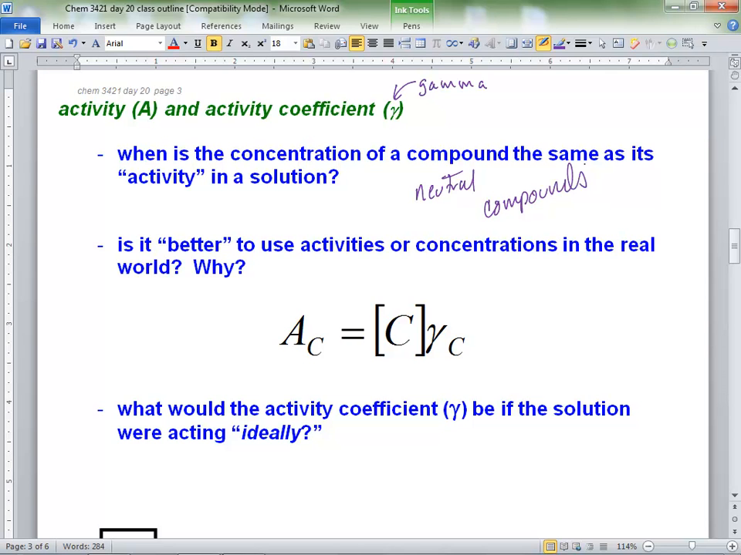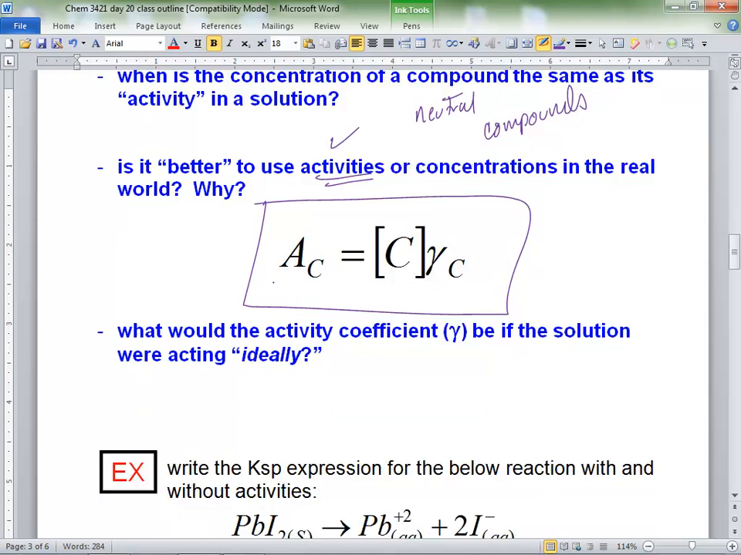So is it better to use activities or concentrations in the real world? Well, obviously, activities, right? And here's how you get them. Here's the equation for it. The activity for some compound C is the concentration of this compound C times its activity coefficient gamma. What would the activity coefficient be if the solution were acting ideally? It's another way of rewording the whole neutral thing. Ideal solutions, there's no ions, there's no interaction. So that'd be 1 again. Just another way to reword it.